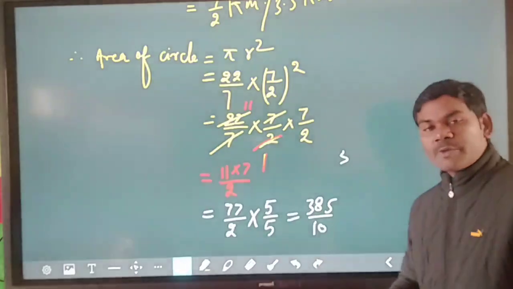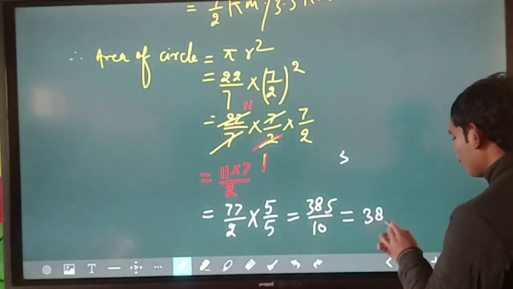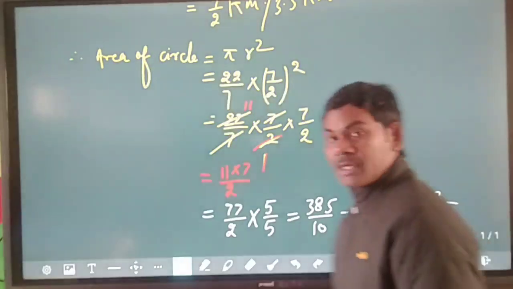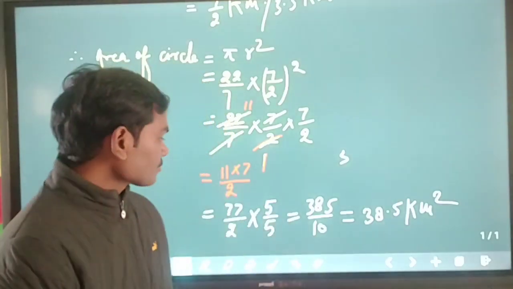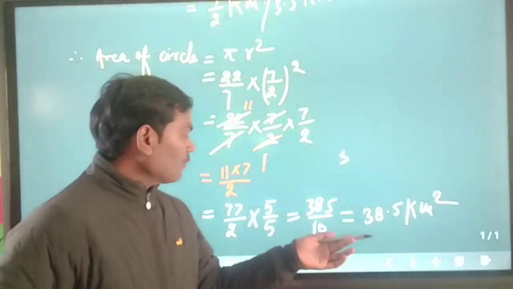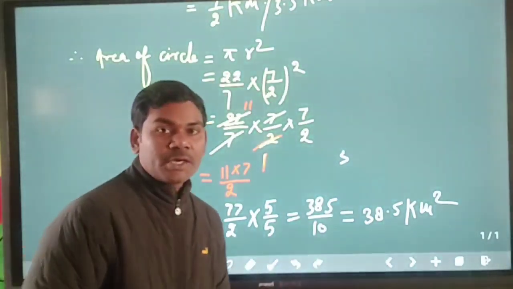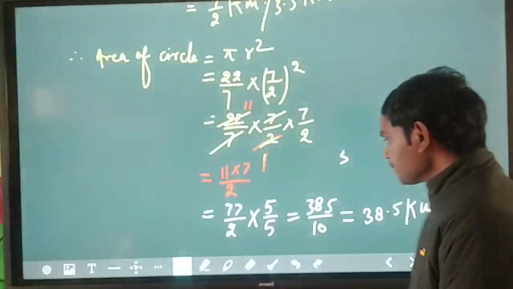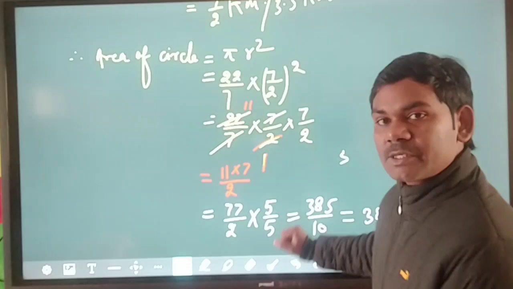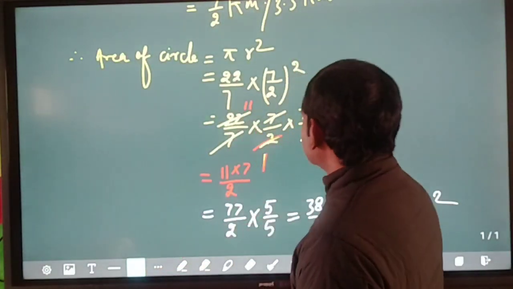Since the denominator has 1 0, here we write 38.5 kilometer square as the area of circle. 1 0 shows that the decimal will move one digit left from right. So here we get 38.5. I hope it is clear. So student, these are some basic questions based on area of circle. Now let us revise whatever we have studied.